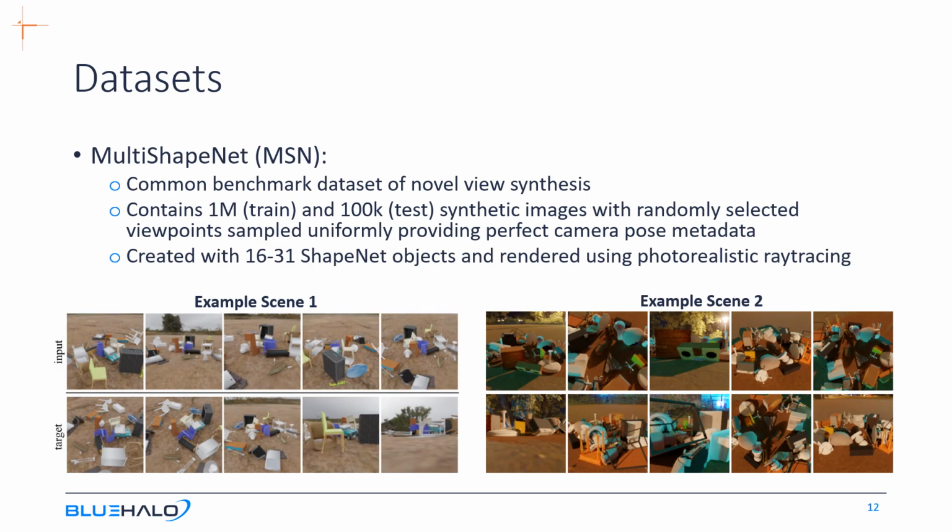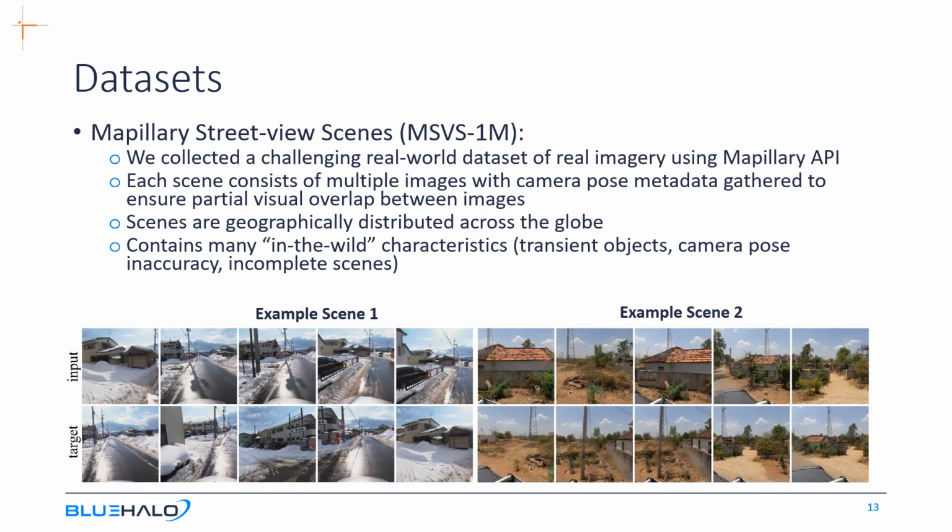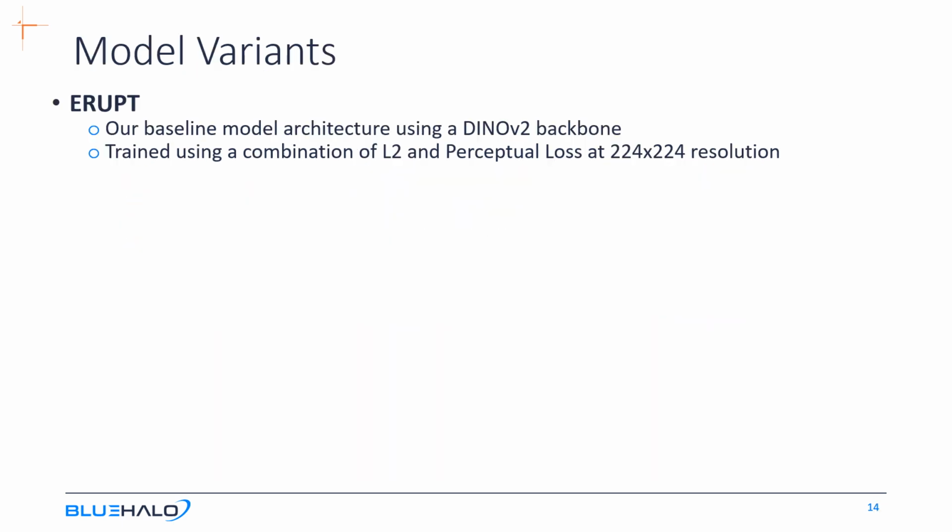We trained ERUPT using the multi-ShapeNet dataset, containing 1 million synthetic images of ShapeNet objects in virtual environments with perfect camera pose. We show 2 example scenes with 5 example input and target views each. Additionally, to demonstrate ERUPT on real-world data, we collected the MSVS 1M dataset containing images gathered from Mapillary's API. The dataset contains a variety of challenging in-the-wild characteristics, including transient objects and camera pose inaccuracy, which we provide for download on Hugging Face. We experimented with several model variations of ERUPT.